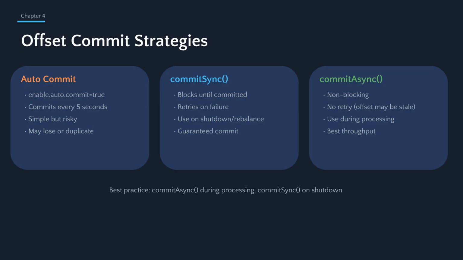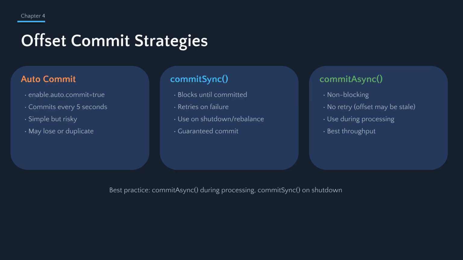Commit sync blocks until the commit succeeds, and retries on failure. Use this on shutdown and during rebalances. You're guaranteed the commit went through. Commit async is non-blocking, fire and forget. Use this during normal processing for better throughput. If it fails, you don't retry, because a newer offset might already be committed.